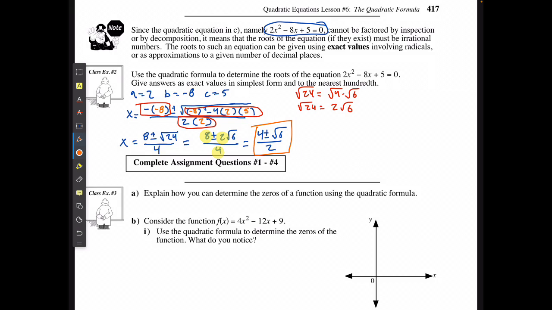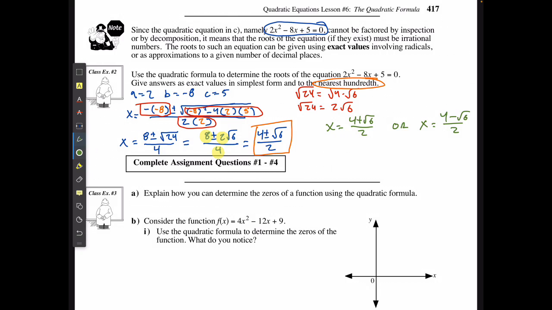The second thing it says is it wants the answers to the nearest hundredth. So I can actually solve the two possibilities here. It's just going to be something that's going to have to be rounded because it's irrational. So when I'm doing this, I'm going to say that one possibility is x is equal to 4 plus root 6 over 2. The other possibility is x is equal to 4 minus root 6 over 2.